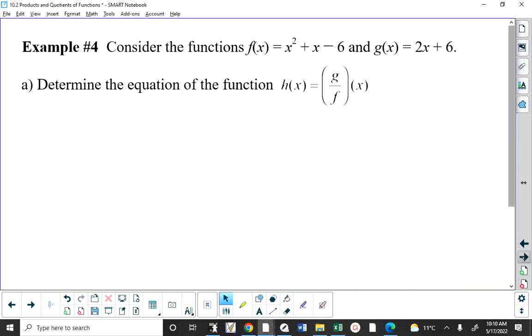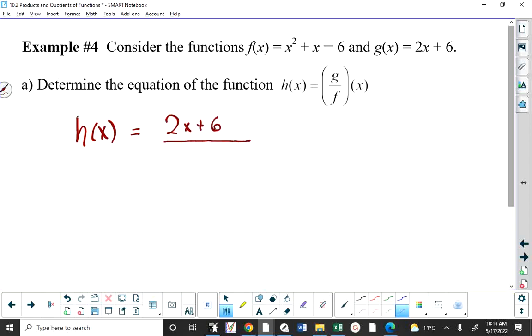Okay, and final one, determine the equation of the function g of x over f of x. So h of x is g of x, which is 2x plus 6, over f of x, which is x squared plus x minus 6. Done. Since it's a rational function, though, we really should state, and this goes back to chapter 9, which we just finished, the non-permissible values of x.